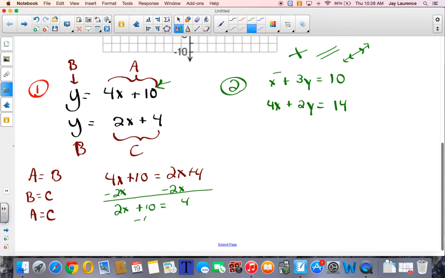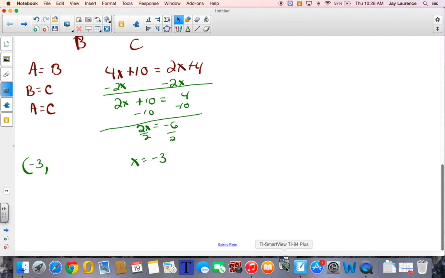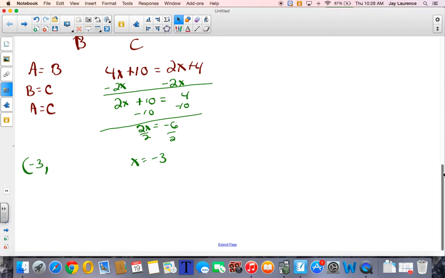So then I'm going to subtract 10 from both sides, and this should be review stuff. 2x equals negative 6, and I'm going to divide by 2, and so x is going to equal negative 3. That's half my solution. I know these lines are going to cross at negative 3 something. And I'll graph this one when I'm done. I'm not going to graph all of them. In fact, while I'm talking here, I'm going to open up my graphing calculator so that it can start working. But anyway, I know the x-coordinate of where they cross is negative 3.